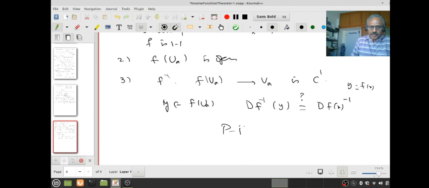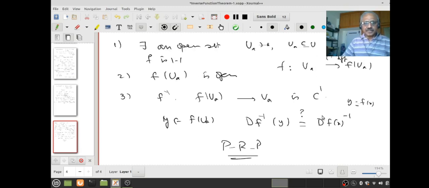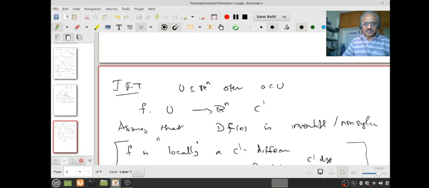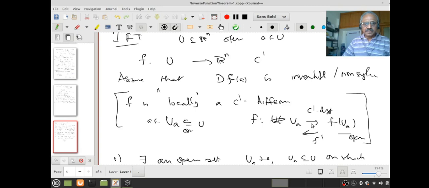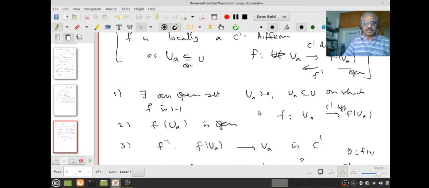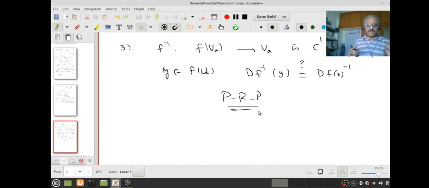Please go through it and make sure you understand what it means. This only says f from UA, an open set, to f of UA, an open set, is a C1 diffeomorphism. So the inverse function theorem says, under the assumption f is C1 and the derivative of f at A is non-singular, then f maps an open set around A diffeomorphically onto an open set containing f of A. Yeah? Pause, review, proceed.